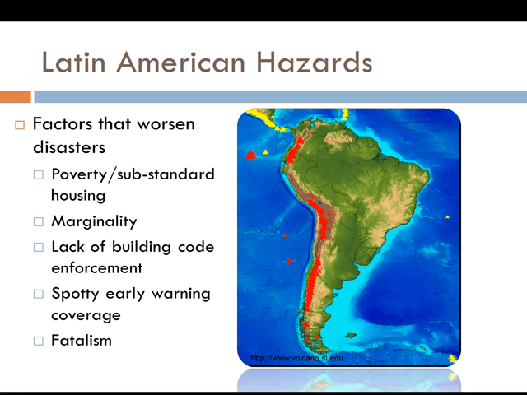Latin American hazards: there are a lot of factors that worsen natural hazards and turn them into disasters. Latin America has substandard housing and a lot of people in poverty. There's a lot of marginality, in other words, people who are living in places that are not really suitable for human habitation. They're considered to be less than totally citizens. They're marginal people, right? Lack of building code enforcement is an issue everywhere, but really an issue in Latin America. There's almost no early warning coverage, although this has improved since the Asian tsunamis in the early 2000s.